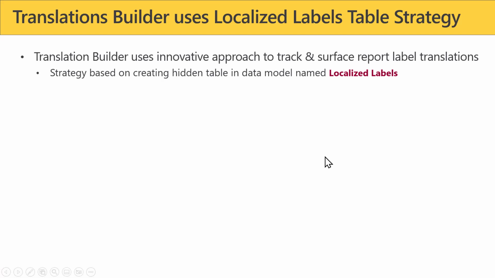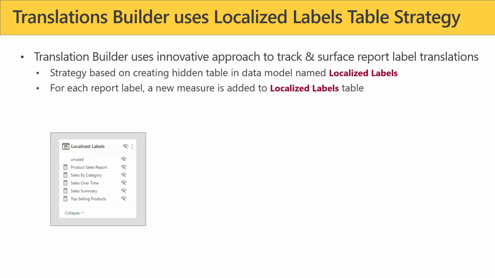Now, the strategy is based on creating a hidden table in the data model for your project, and this table is going to be named Localized Labels. Now, the idea is that for each new report label that you need, we're going to add a new measure to the Localized Label table. So when you add a measure, what are you doing? You're adding a dataset object. What do dataset objects support?